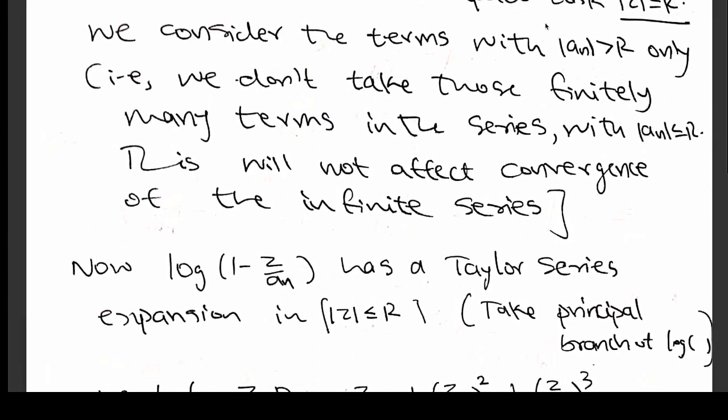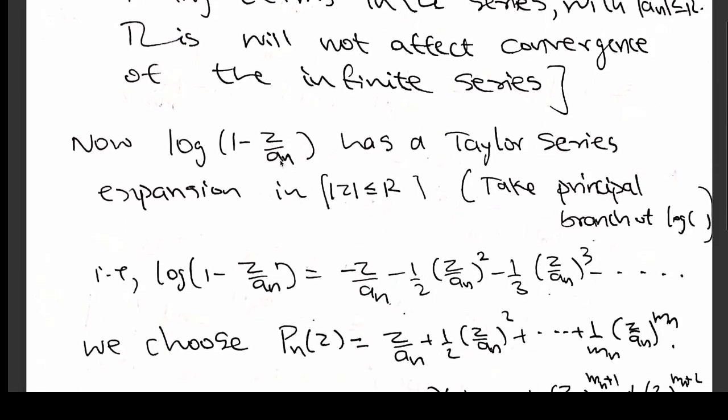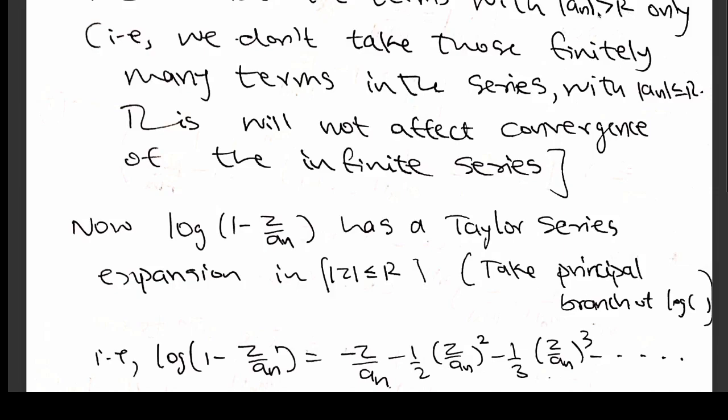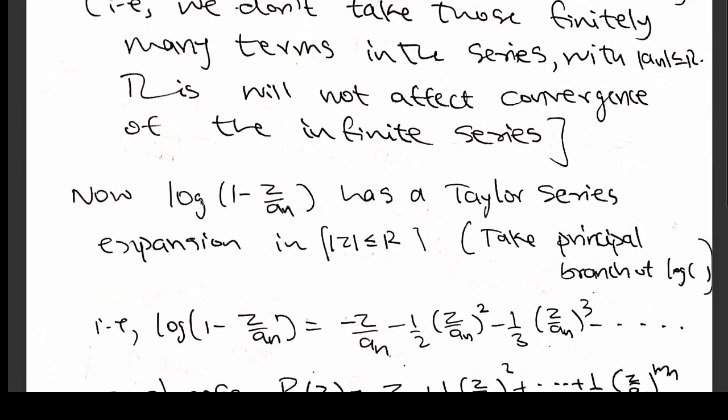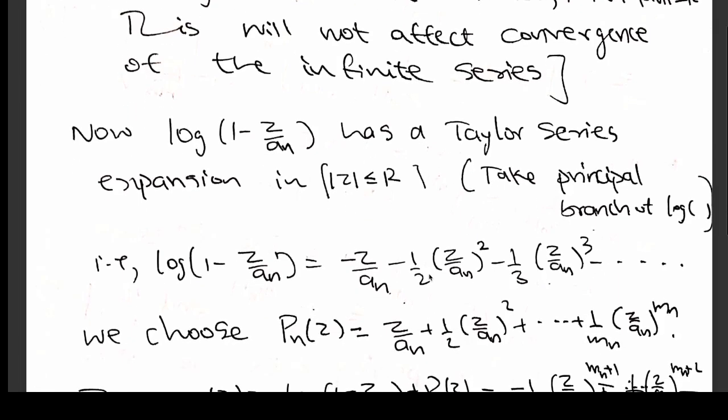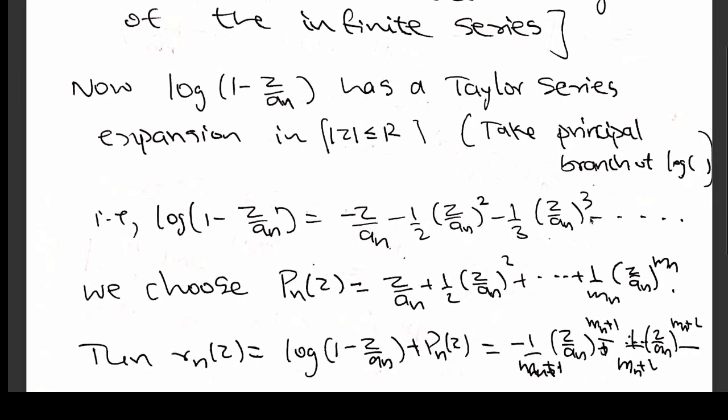So what we do, you consider the compact disk |z| less than or equal to R. There will be only finitely many an in it, since an diverges to infinity. So you consider only terms with |an| greater than R. Don't take those finitely many terms. You can avoid those finitely many terms. That will not affect the convergence, however. Now you consider log(1 - z/an). Since |an| is greater than R and |z| is less than R, this has a Taylor series expansion, which we know. So this is the Taylor series expansion.